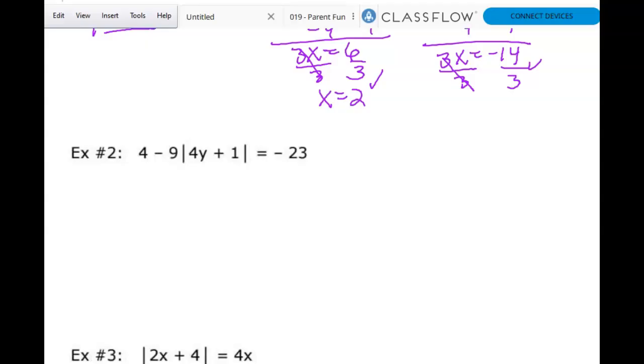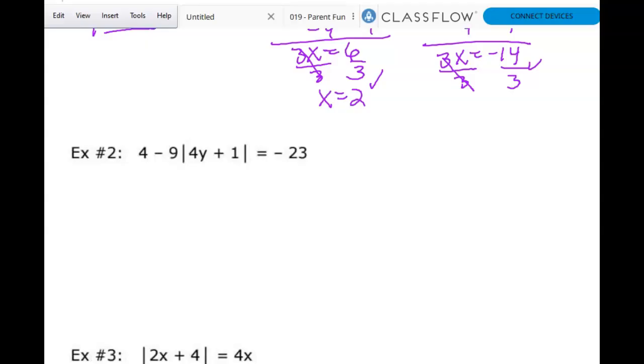Is the absolute value isolated? So is it okay if I just take 4 minus 9? Yes or no? Why? If the answer is no, why can I not do that? What am I doing with the 9? I'm multiplying, so we can't take 4 minus 9.